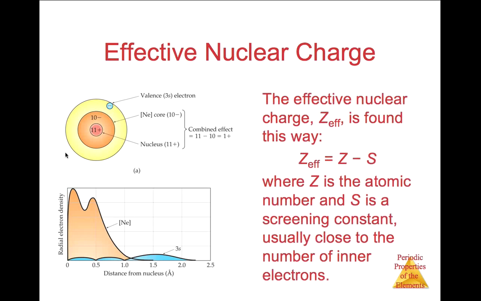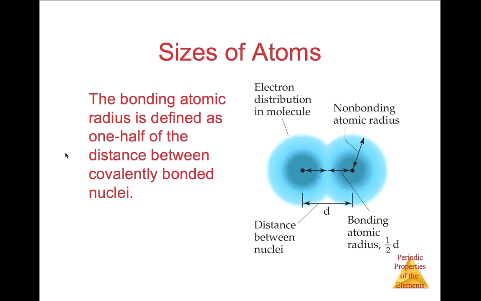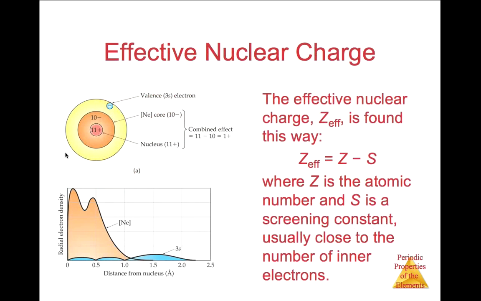And there's actually a mathematical equation that you can find for that. Generally, though, we can say that the effective nuclear charge is equal to the number of protons, and therefore, if there are 11 electrons, there's 11 protons, and so each electron sees a proton. But as I said before, there's a problem with that.